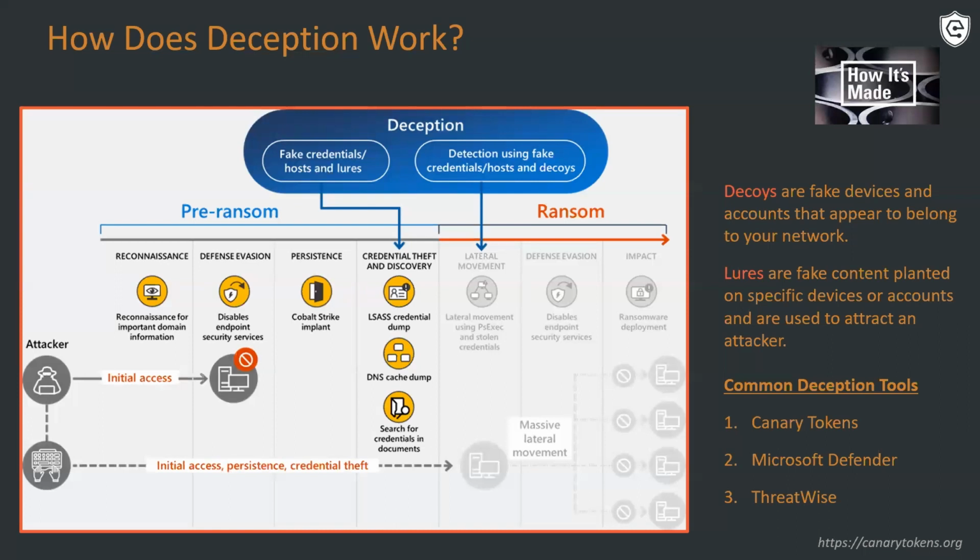But as you look on the screen here on the left side, you can see that deception is basically meant to slow them down or altogether stop bad actors in that discovery phase before they're able to move into the ransom phase where they do lateral movement, where they escalate permissions. So it is very effective.